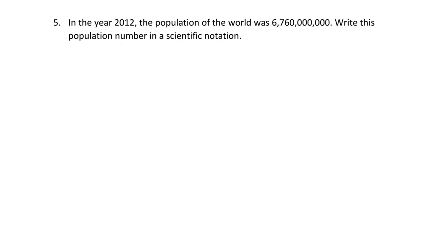Question number 5. In the year 2012, the population of the world was 6.760 billion. Write this population number in scientific notation. Okay, so to write this in scientific notation, we are going to introduce the decimal point at the 9th position from the first place value. Then our answer is going to be 6.76 times 10 power 9.